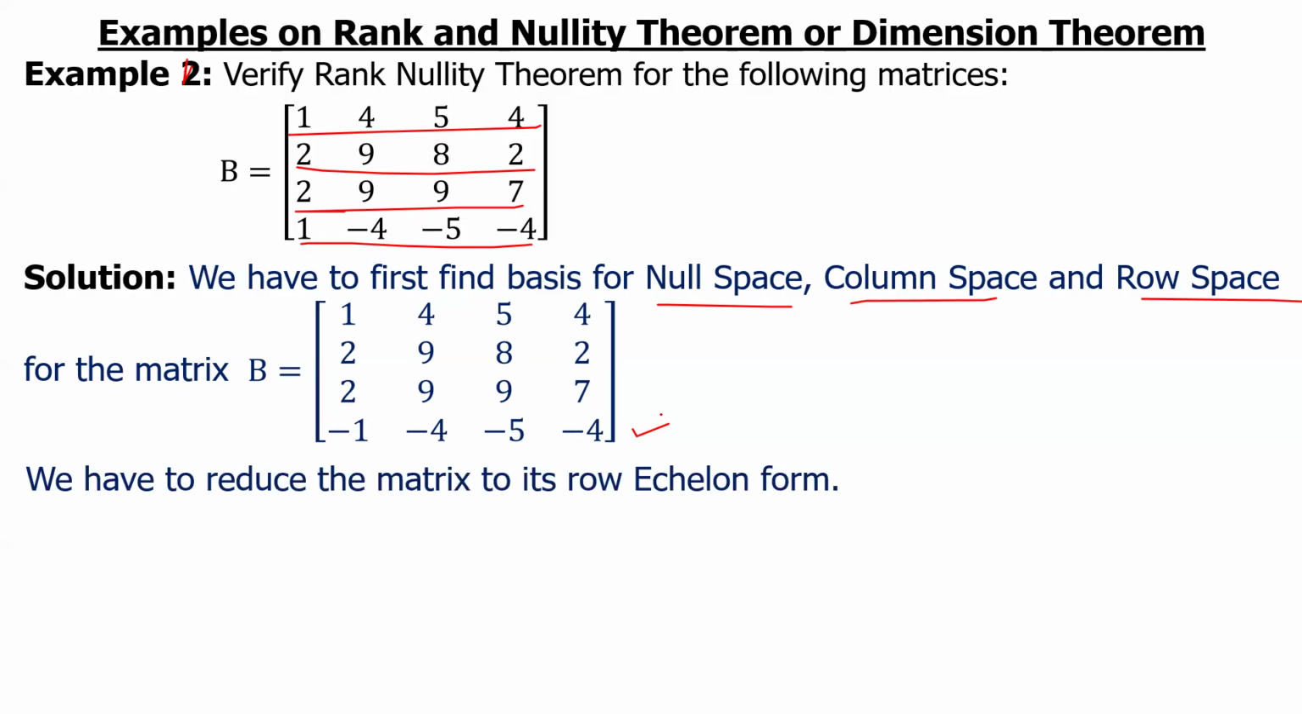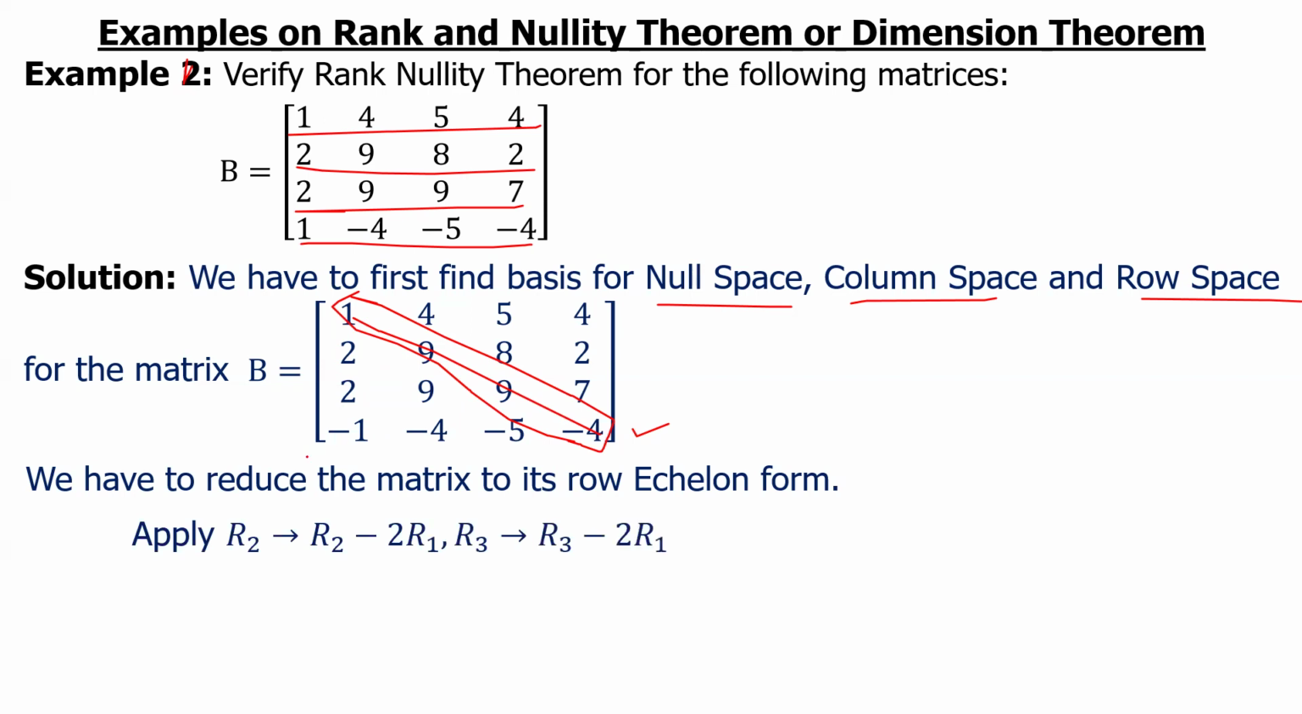For this purpose, we have to reduce the matrix to its row echelon form. What is row echelon form? We first look at the diagonal elements. If we are able to convert all diagonal elements to 1 and all elements below the diagonal to 0, then that is called the row echelon form of the given matrix. We try to make all diagonal elements 1 and all elements below the main diagonal 0, but the condition is that we can only apply row operations.